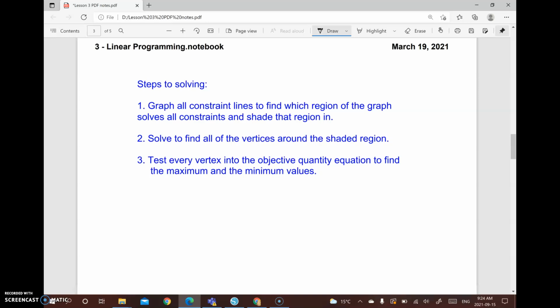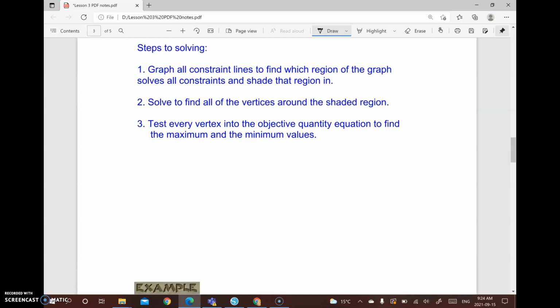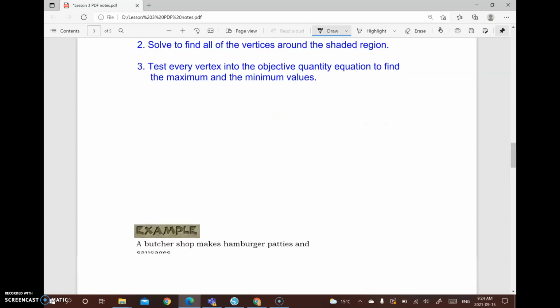So here are the steps to solving. First, you want to graph all the constraint lines to find which region of the graph solves all constraints and shade that region in. We'll want to solve to find all of the vertices around the shaded region, so all of those corners. And then we'll test every vertex, all those corners, into the objective quantity, or that objective function, to find the maximum and the minimum value.